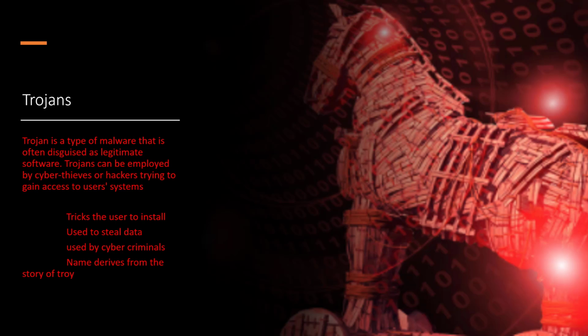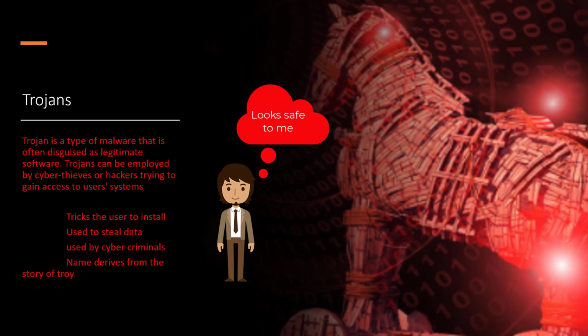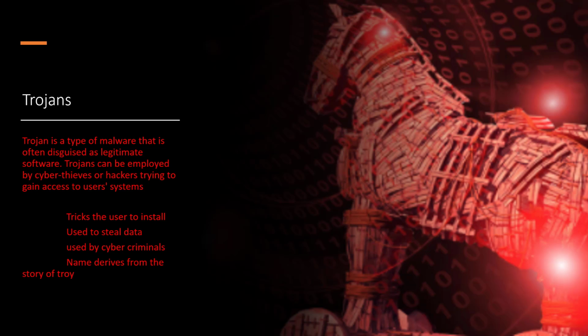Moving on. Trojans. The famous Trojan horse from the Greek stories of the invasion of the city of Troy. A Trojan horse is a type of malware that is often disguised as legitimate software. Trojans can be employed by cyber thieves or hackers trying to gain access to a user's system. Users are typically tricked by some form of social engineering into loading or executing the Trojan onto their system. Once activated, the Trojan can enable cyber criminals to spy on you, steal your sensitive data, and gain backdoor access to your system. Before we move on, it will be important for you as the listener to understand the subtle differences amongst the different types of malware discussed so far.